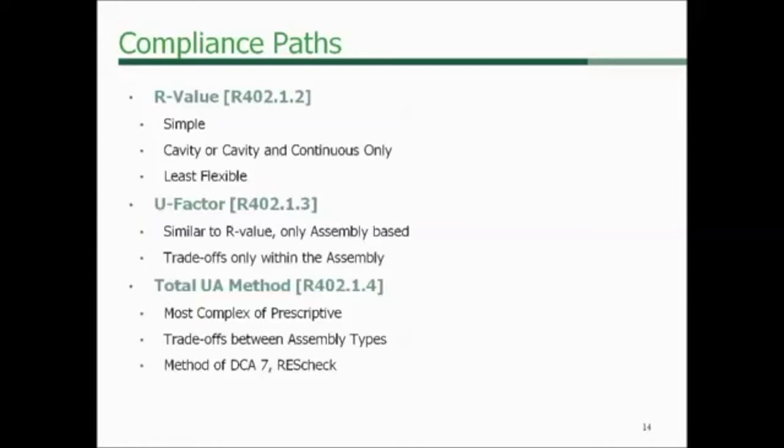The total UA methodology is the most complex of the prescriptive paths. It allows trade-offs between assemblies. So it says, look, I don't need to have quite as good of walls if I beef up my roof, for example. It's the method that's used by DCA7 and ResCheck, and we'll talk about those both in a little bit. But it's the most complex and most flexible of all the prescriptive methods.